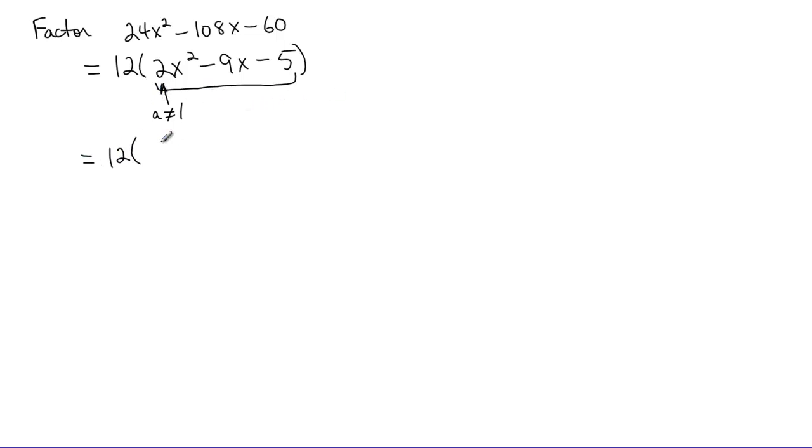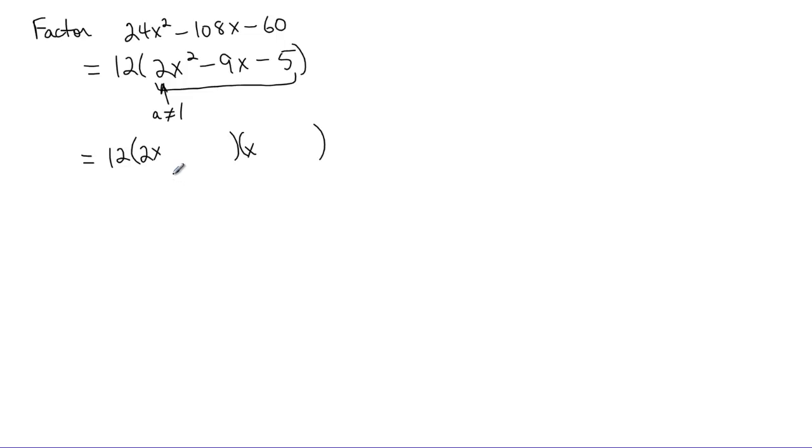However, I should be able to factor this using trial and error, because how many ways are there to get 2x squared? Well, 2x and an x are my only options. There aren't any other combinations. The same with a 5, there's only a 5 and a 1. 2 and 5 are called prime numbers. If you have prime numbers as a and c in your trinomial, you should be able to use trial and error. You shouldn't have to use method of decomposition.